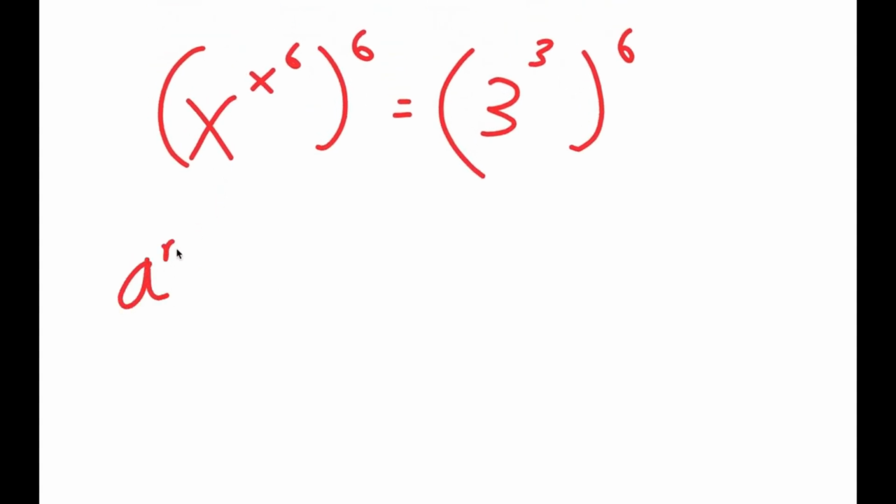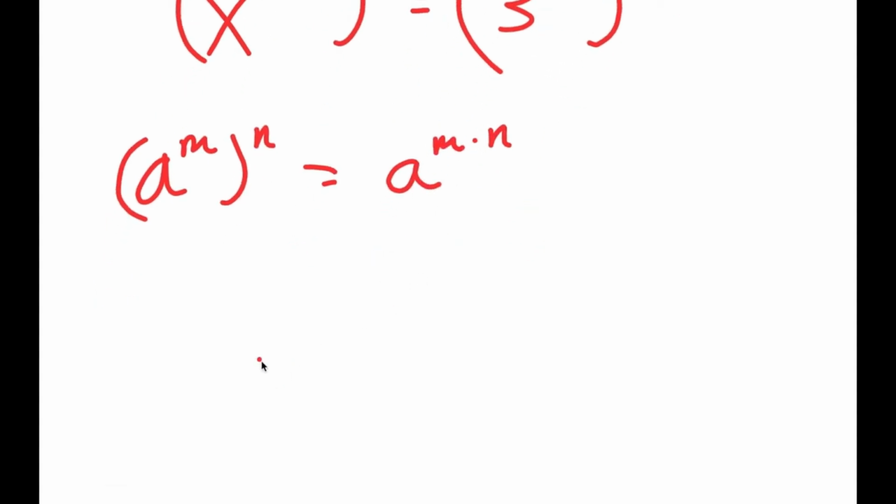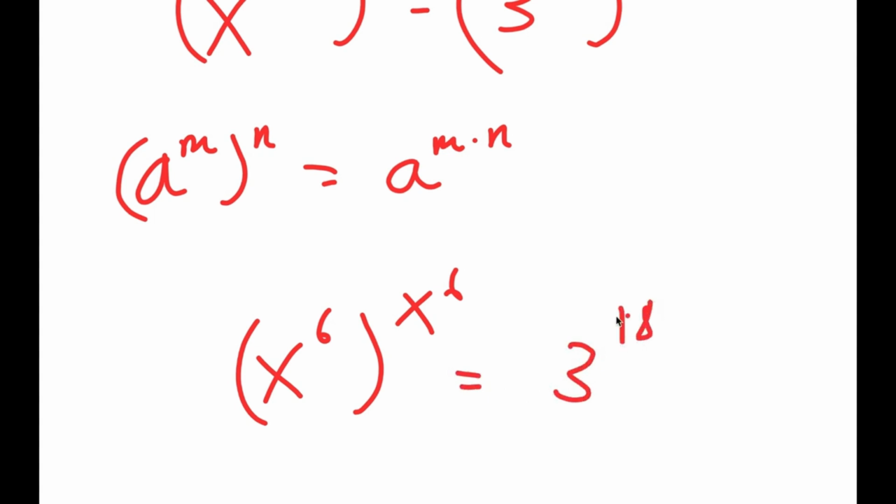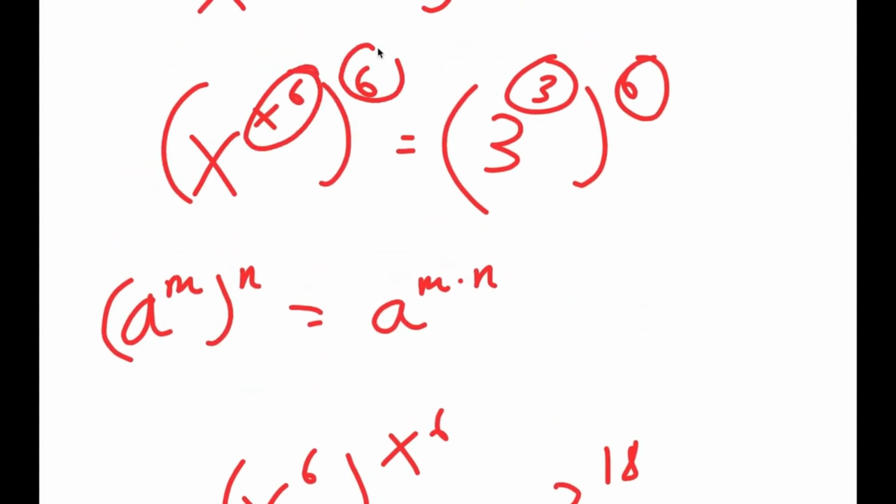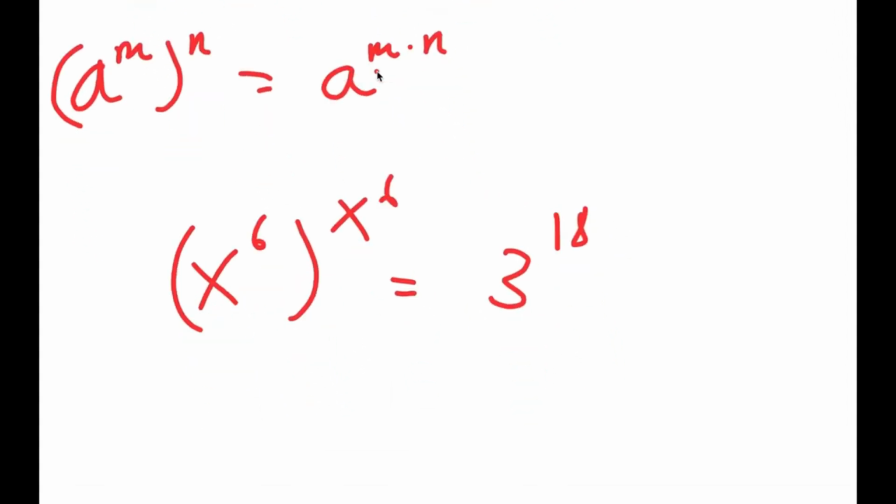And now if I have something in the form a to the power of m to the power of n, this is equal to a to the power of m times n. So 3 and 6 multiply, so now I get x to the power of 6 to the power of x to the power of 6 is equal to 3 to the power of 18. I also switched the places of x to the power of 6 and 6.